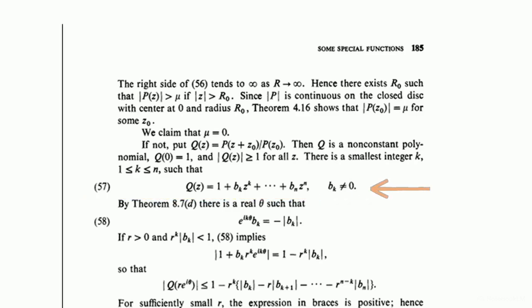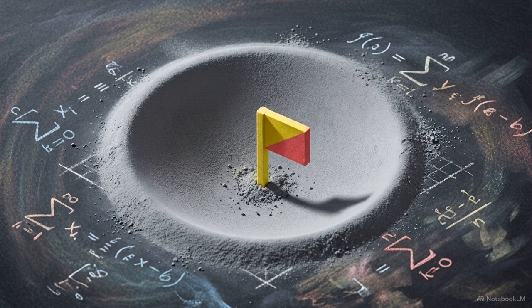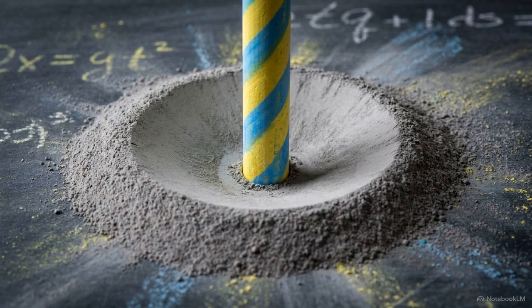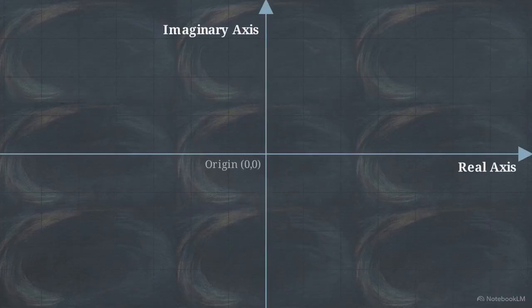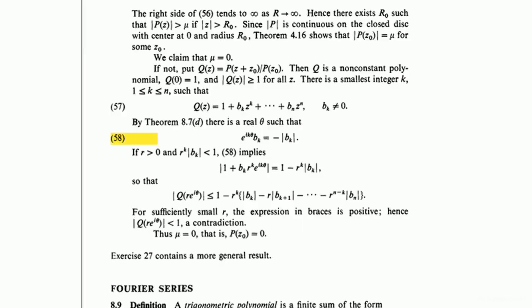We then identify the very first non-zero coefficient that appears in the expansion, which Rudin labels bk. We are now positioned at what is assumed to be the absolute bottom of the valley. If that premise holds, no localized operation should allow us to step further downhill. We analyze the local behavior immediately surrounding this point using that non-zero coefficient bk. This complex coefficient represents a fixed vector, pointing in a specific geometric direction. The proof identifies an angle, theta, that forces our variable vector to perfectly oppose that fixed coefficient vector.